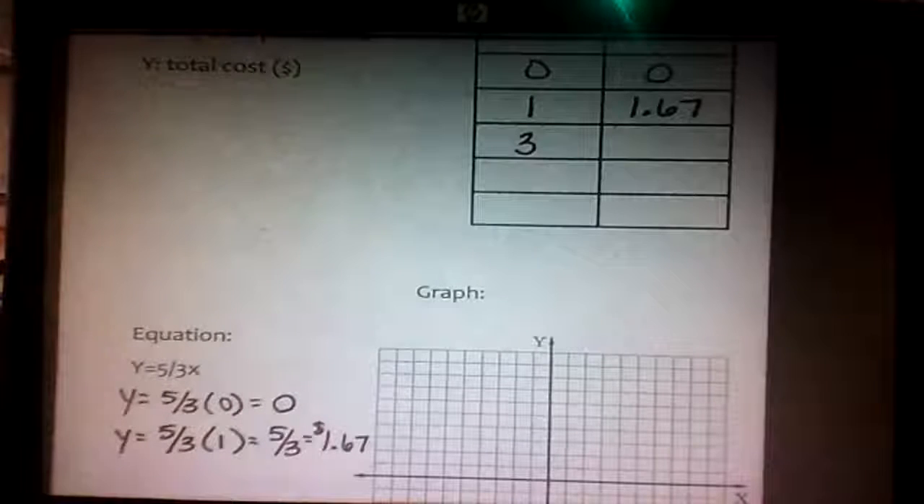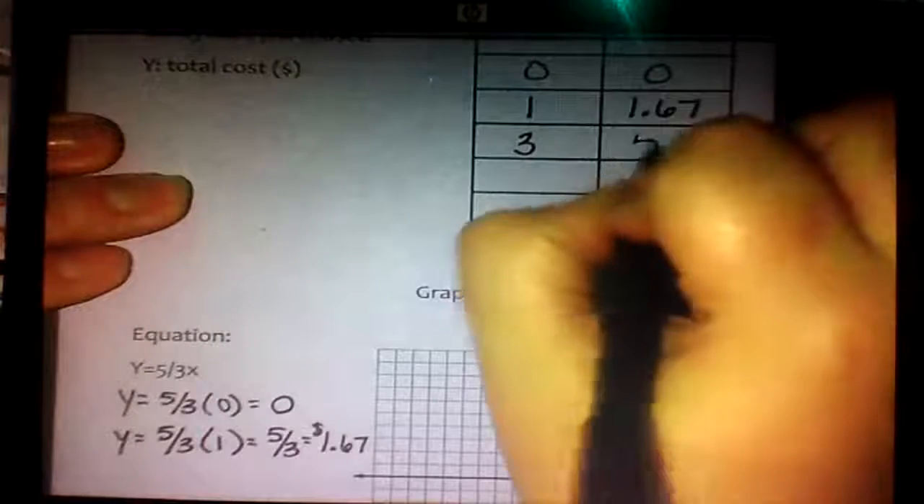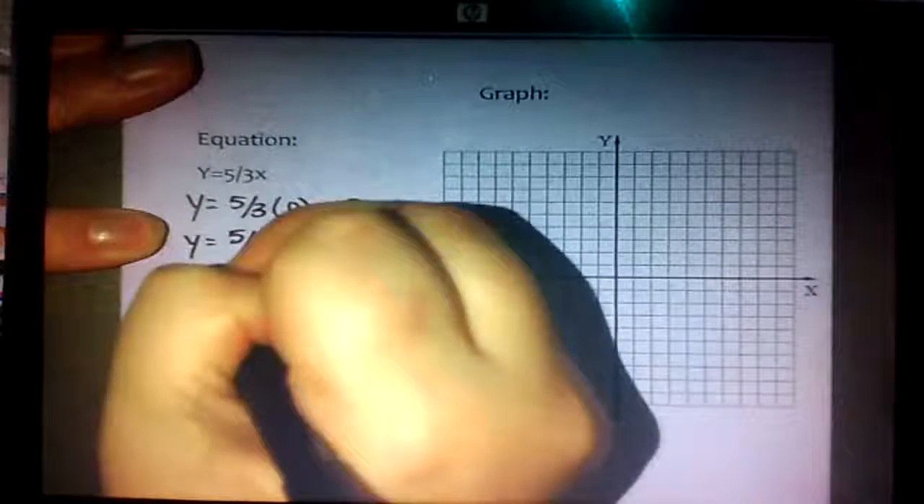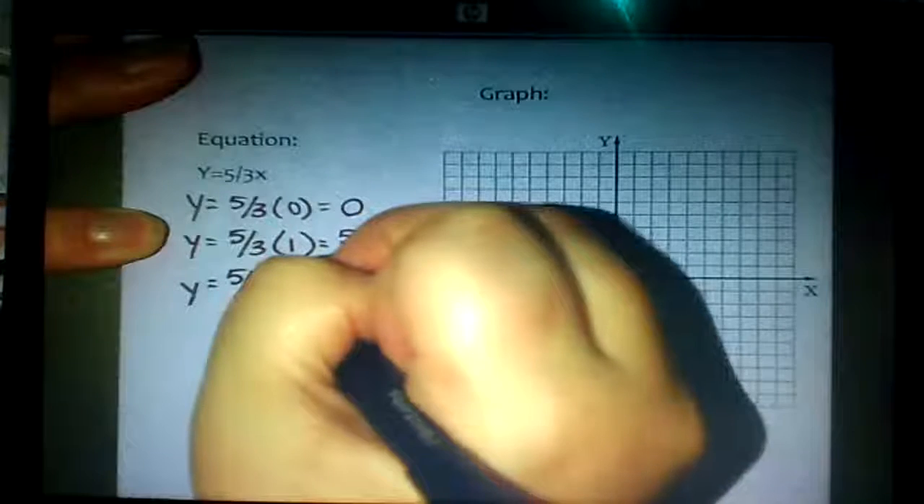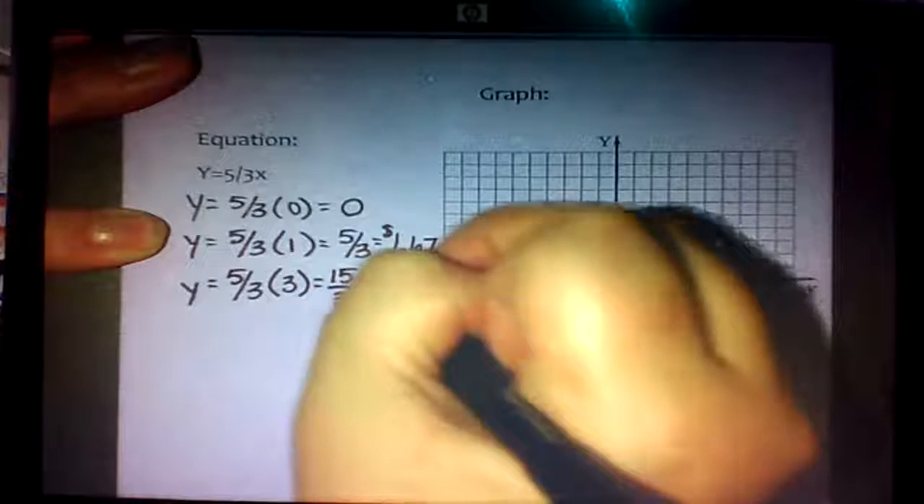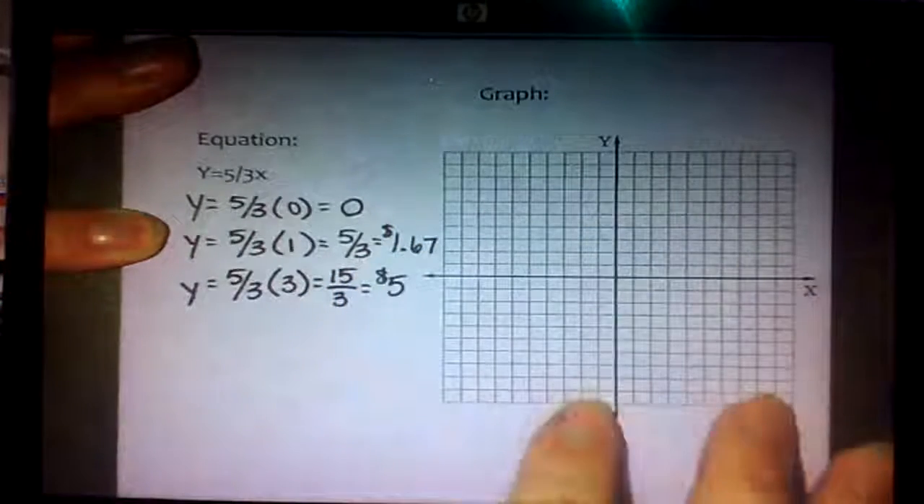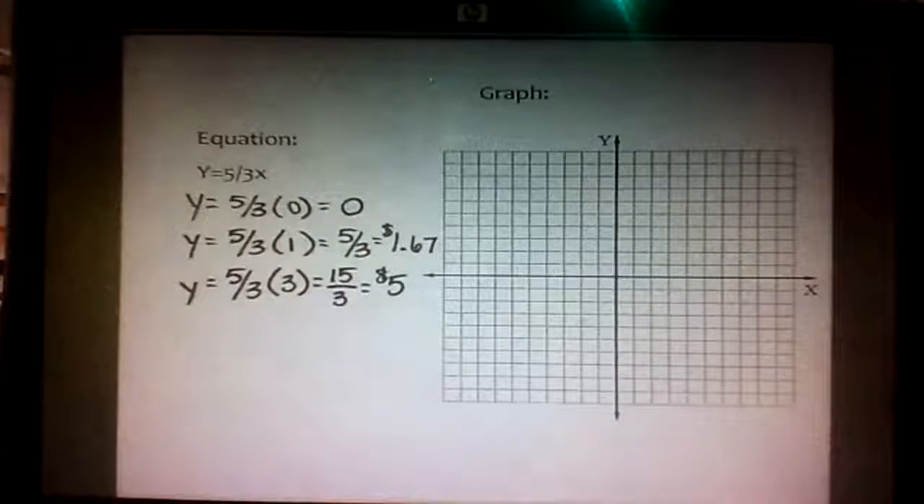So what is 5 times 3? 15. And 3 times 1 is 3. What does 15/3 reduce down to? 5. $5. So how many candy bars am I buying in that situation? 3. How much am I spending? $5. So, every time I buy 3 candy bars, I'm spending $5.